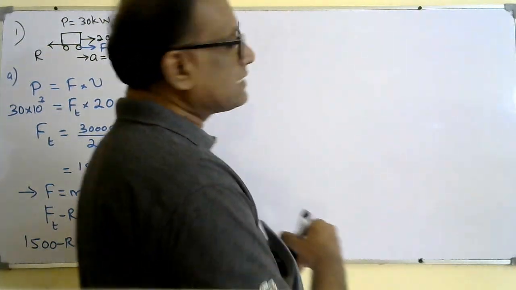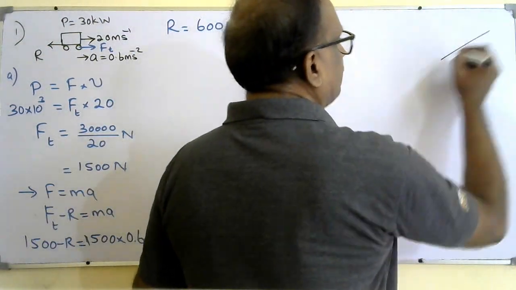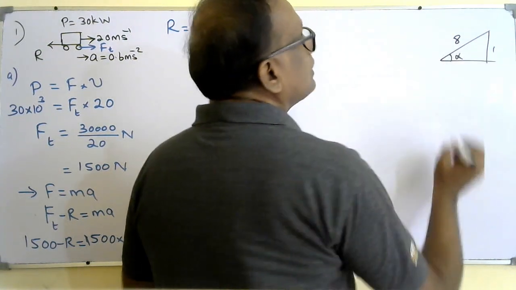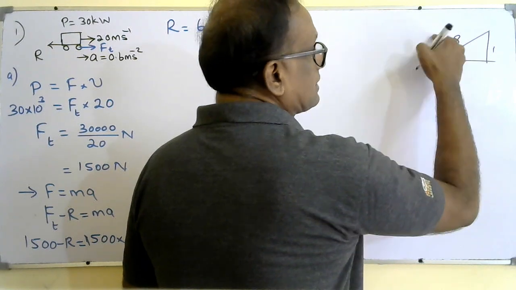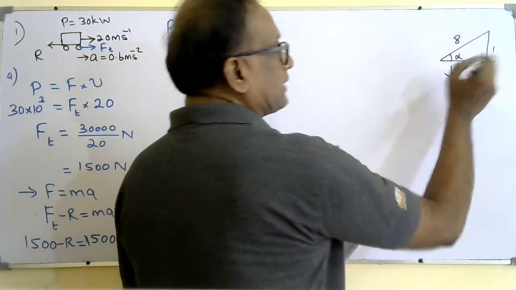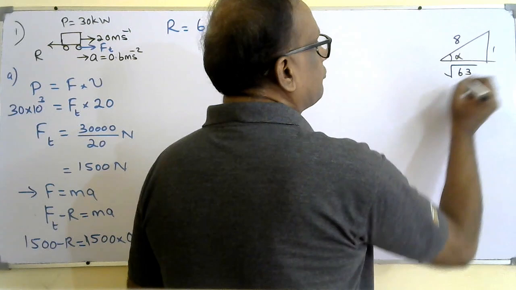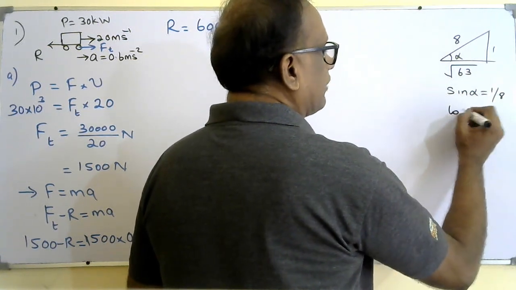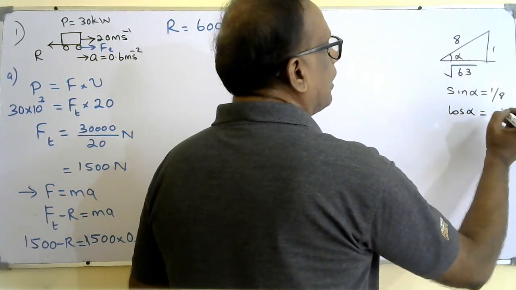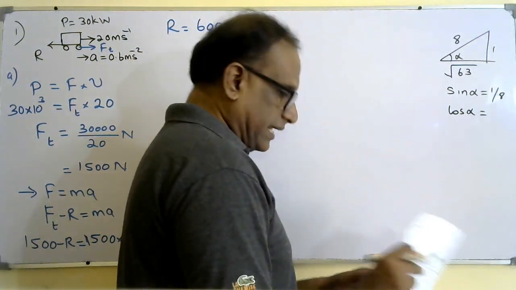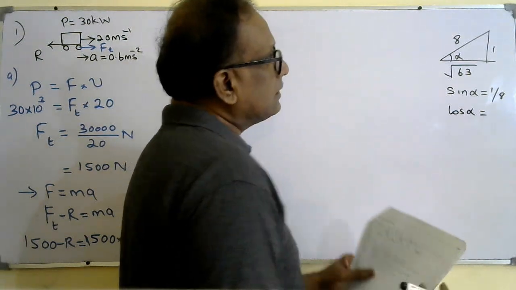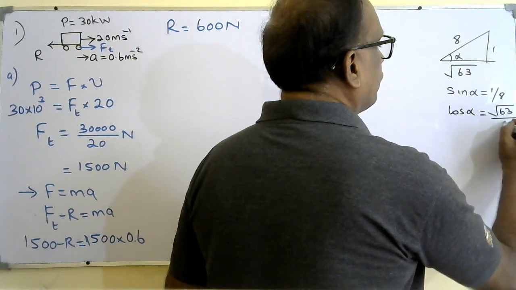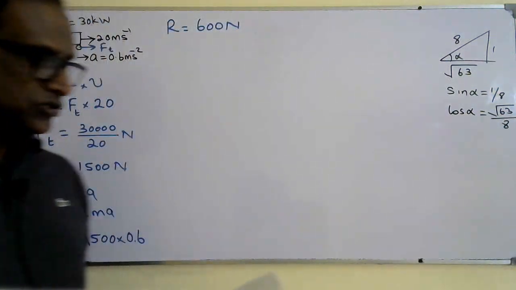If sine alpha is 1 over 8, we can find cos alpha and tan alpha also. Using Pythagoras' theorem, the adjacent side is the square root of 64 minus 1, which is 63. So sine alpha is 1 over 8, and cos alpha is the square root of 63 over 8. If we need it, we have to use cos alpha also.